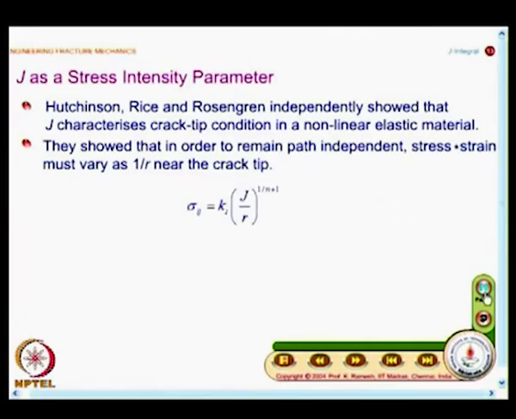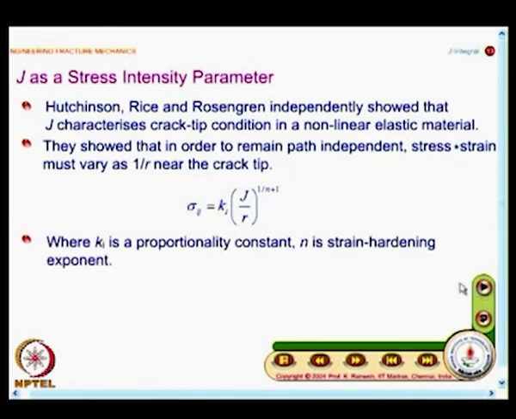And based on this premise, they have arrived at an expression for the stress component, that is sigma ij is given as k_J multiplied by J by r whole power 1 by n plus 1, and k_J is a proportionality constant, n is the strain hardening exponent.